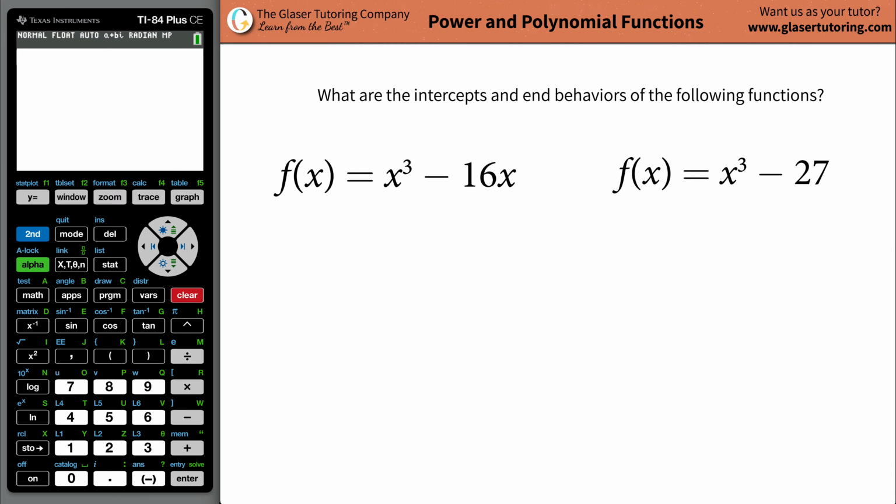Hi, I'm Andrew. Today I would like to teach you how to find the intercepts and end behaviors of functions by using a calculator. Let's take a look at the following question. It says, what are the intercepts and end behaviors of the following functions?